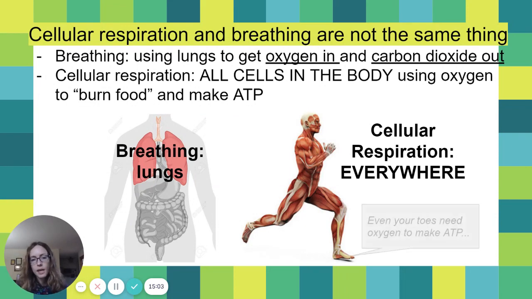It's happening in your brain. It's happening in your pinky toes. It's happening in your liver. It's happening everywhere in your body.